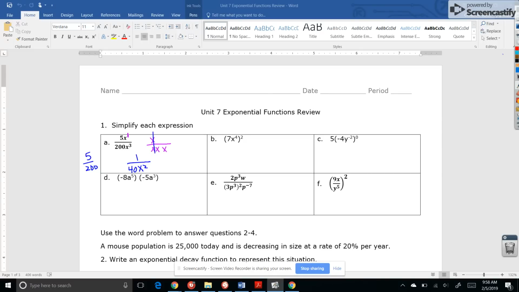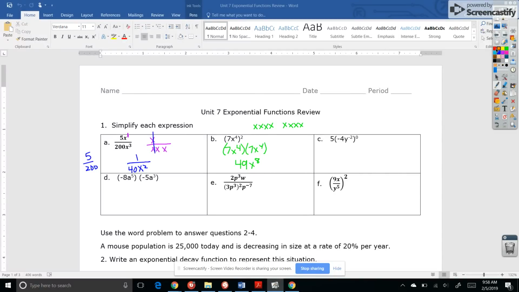In part B, we have our power to a power. So this really means that 7x to the fourth is written out twice. 7x to the fourth times 7x to the fourth. 7 times 7 is 49, and x to the fourth times x to the fourth is x to the eighth. So remember, x to the fourth is x written out 4 times, and we have to do that twice. So counting them up, I have 8.